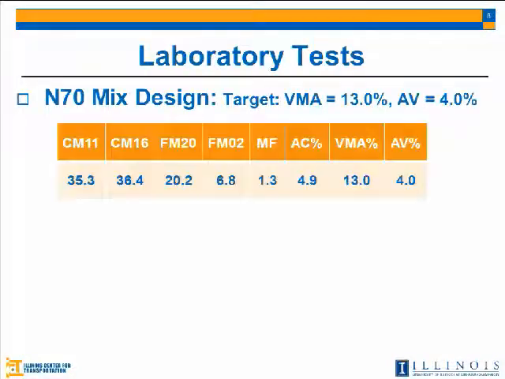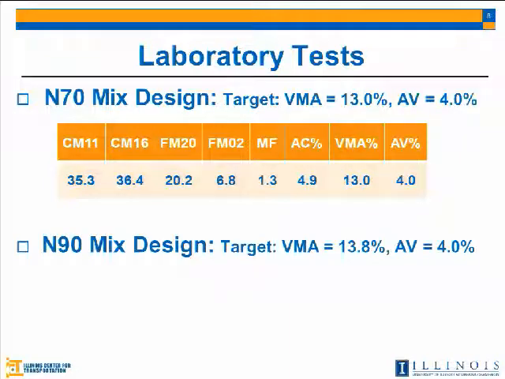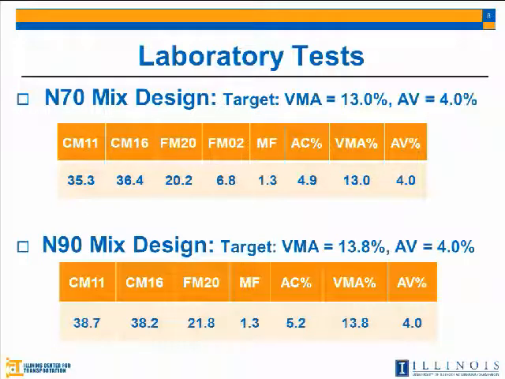In this slide, here is the N70 final mix design. The target volumetrics was 13% for the VMA and 4% for the air voids. Here are the aggregate blend percentages, which required 4.9 asphalt content. Similar for the case of N90, the only difference is the target VMA was 13.8. Here is the final mix design. Here are the aggregate blend percentages with 5.2 asphalt content.